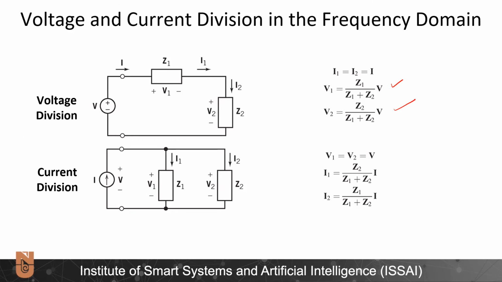Parallel loads to a voltage or current source have the same voltage, and accordingly I1 is equal to Z2 divided by Z1 plus Z2 times I, and I2 is equal to Z1 divided by Z1 plus Z2 times I. So basically the same as resistances. We will use these rules in order to analyze circuits using phasors.